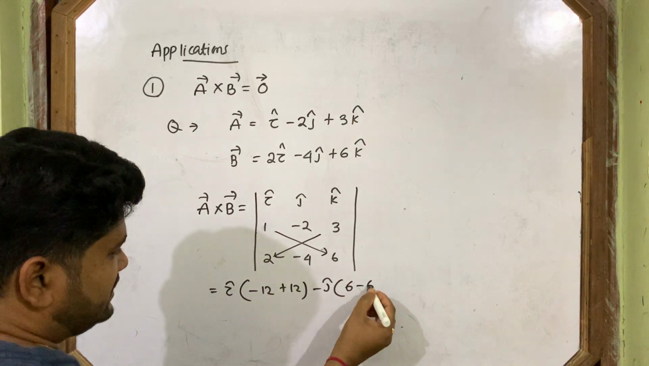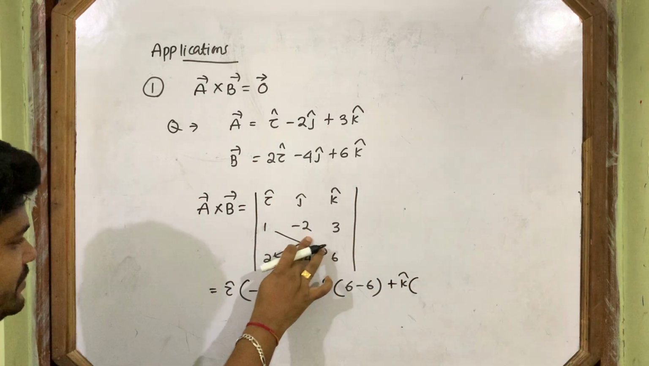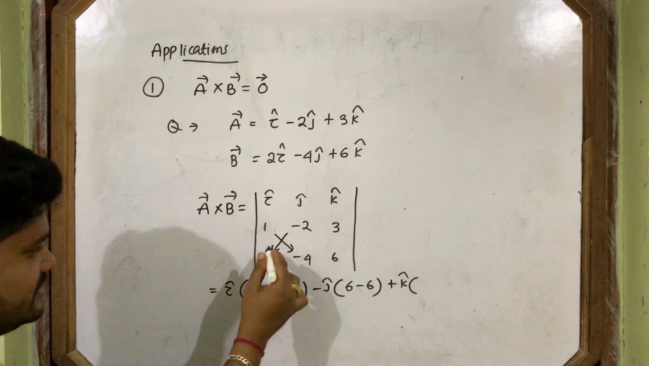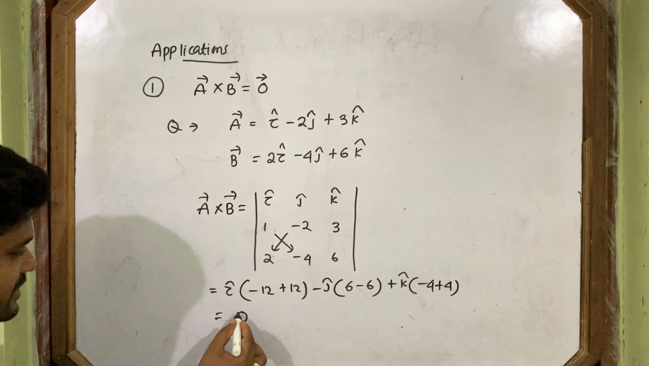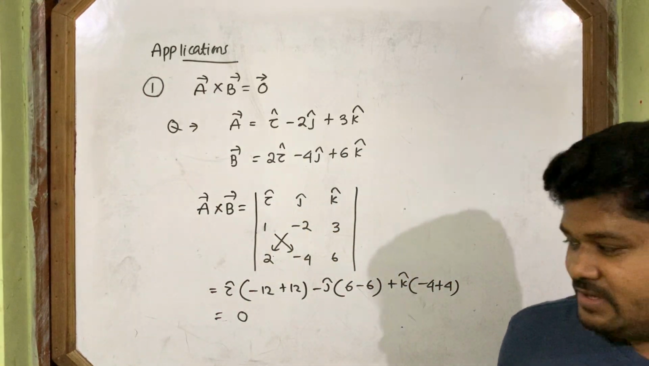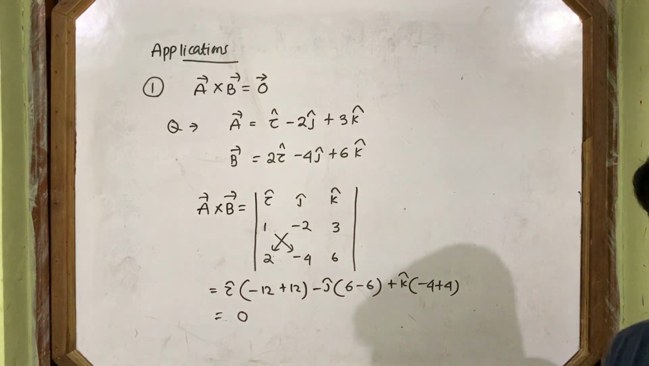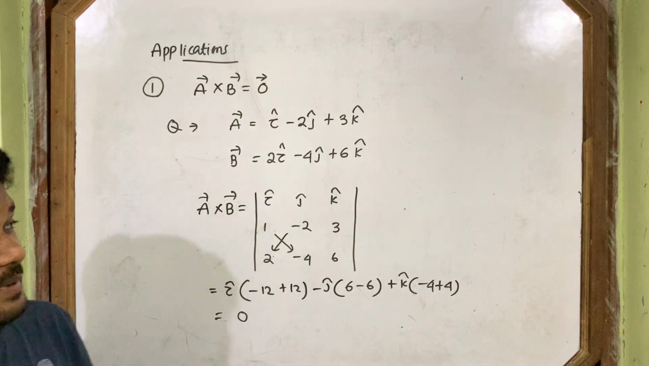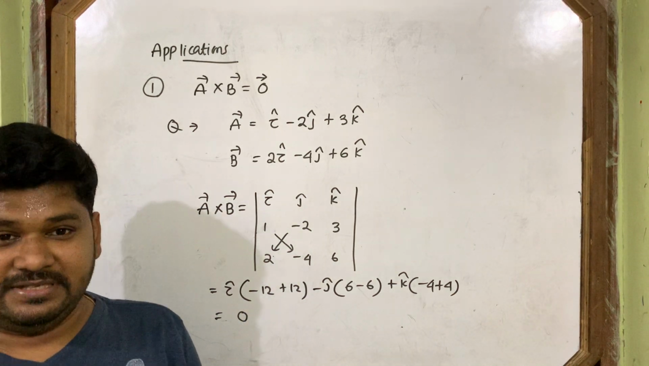Then minus j cap. Then do this to this and this to this. So this is 6 minus 6. Then plus k cap, this to this, this to this. So this is minus 4, then plus 4. The answer is coming 0. So they are collinear because we got 0. Don't forget to write the last line: they are collinear vectors. But can you tell me whether they are parallel or anti-parallel? You can't tell. Why?